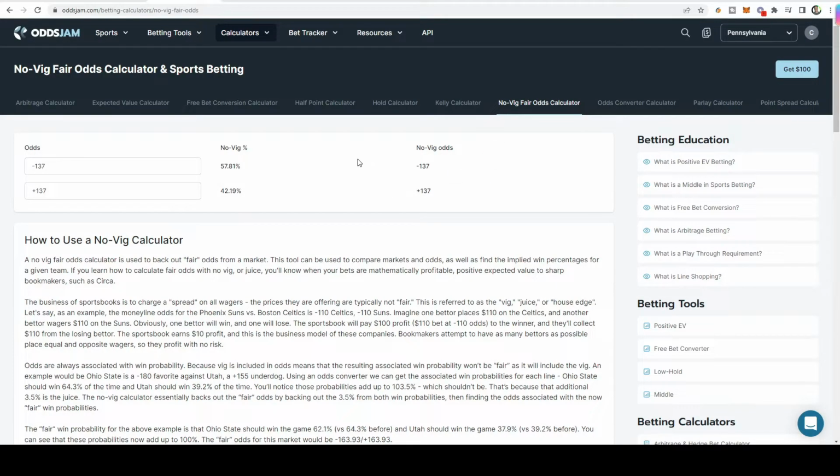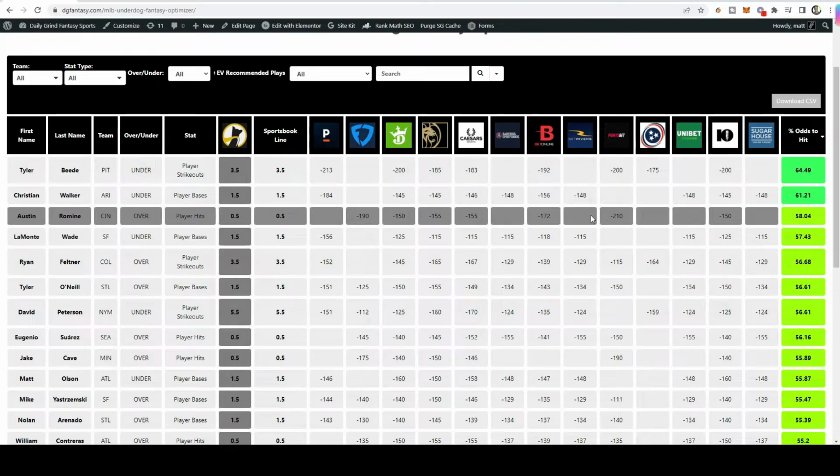Our next step is to actually take the juice out of -137 to get the exact fair odds percentage for this prop to hit. As you can see using this calculator, the no-vig odds percentage is 57.8% odds to hit. We'll go ahead and round up to 58 to make this simple. This would conclude for a two-player slip, anything over 58% would be a plus EV bet on Underdog.